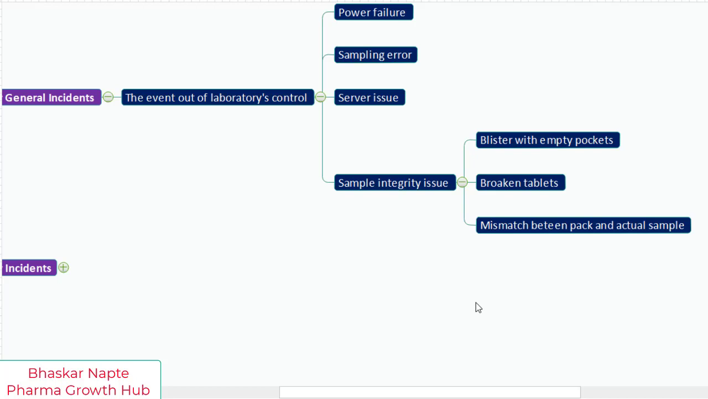Or is it that the tablets only got broken during the sampling? So those investigation details must be undertaken. Mismatch between pack and actual sample label.